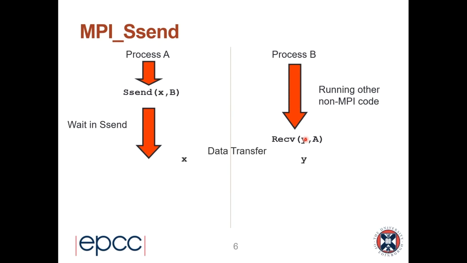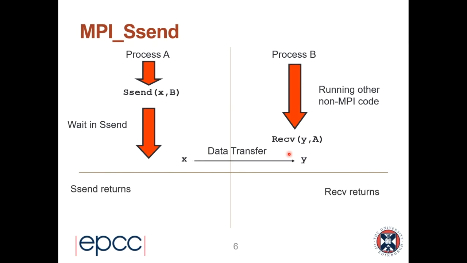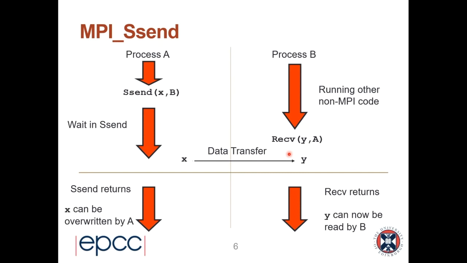So at that point, the data transfer can happen. It's called synchronous send because there's a synchronization in time, and the data is transferred from X to Y. Then send returns and the receive returns. When the send returns, the important point is I can now overwrite X, because I know it's been delivered, so I can reuse that buffer. And when the receive returns on B, we can now read the value of Y because we know the receive has completed. So that's relatively straightforward, hopefully.